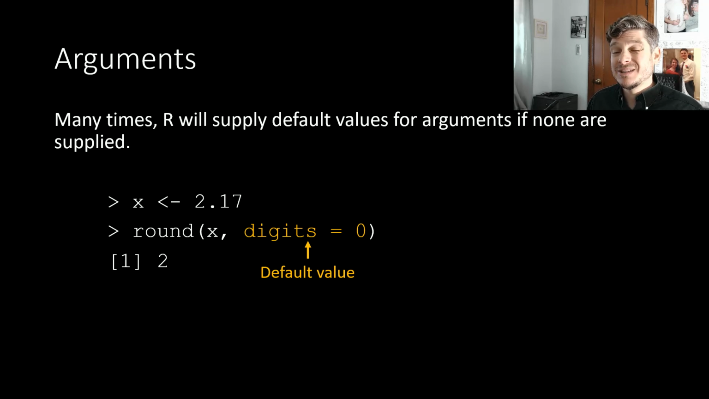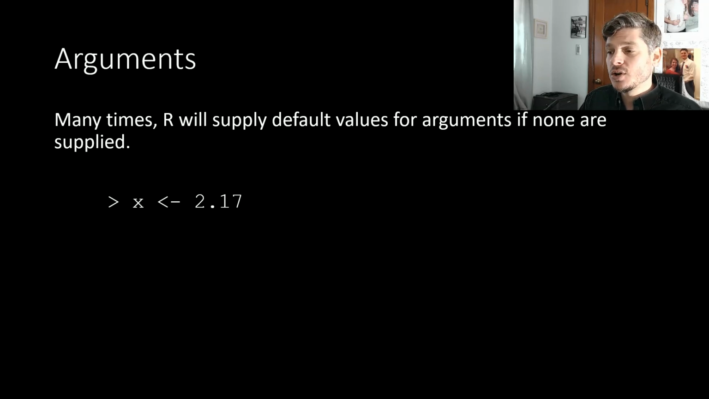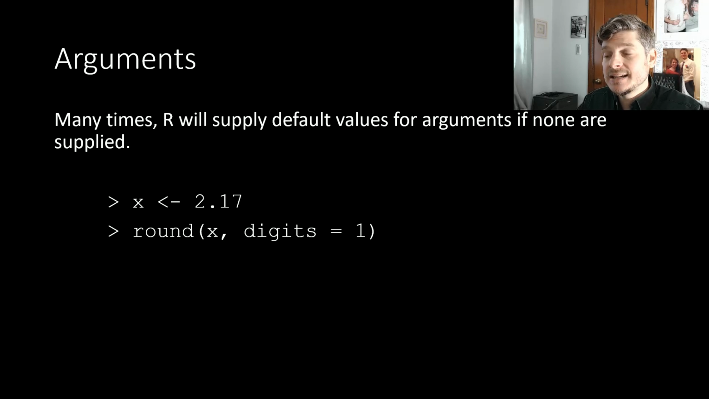Now, if we want to do something different than rounding it to the nearest whole number, we need to specify that particular argument. So let's say, again, I start with my 2.17. If I want to round it to 1 decimal place, I need to now specifically define that I want my digits to equal 1. Round it to 1 digit past that decimal point, and now when I run it, I get 2.2. And so, again, there are those default values for arguments, but we can overwrite them if that's what we want in our functions.